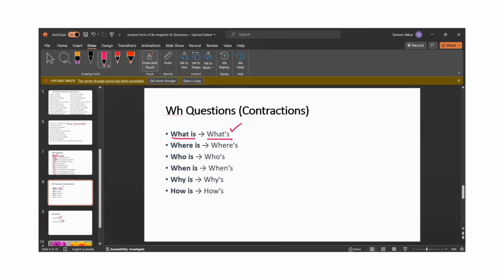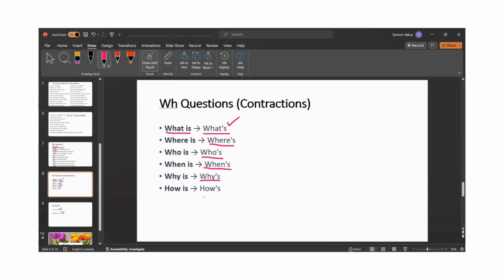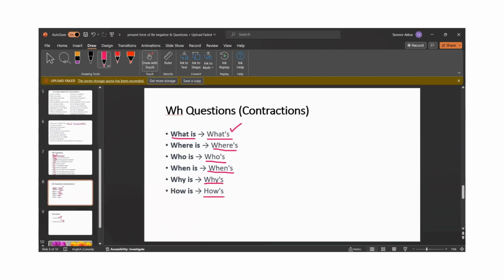What's your name? Where is contracted to where's. Where's he going? Who is contracted to who's. Who's your friend? When is contracted to when's. When's the party? Why is contracted to why's. Why is he upset? How is contracted to how's. How is he doing?